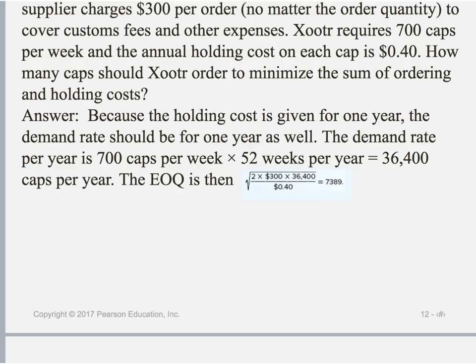Here we're talking about somebody called Zuder, and they charge $300 per order. You order 700 caps per week, and the annual holding cost per cap is 40 cents. How many caps should Zuder order to minimize the sum of ordering and holding costs? Whenever you see they ask you to minimize the sum of ordering and holding costs, you know you want to calculate your EOQ.